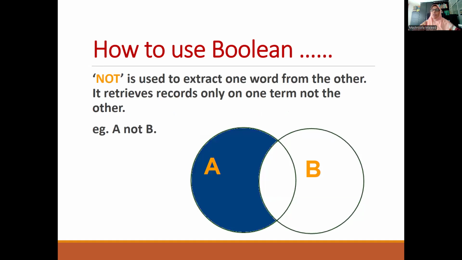If we don't want one term, we can avoid that term by using the NOT operator. The NOT operator is used to exclude one word from the other. It retrieves records with only one term, not the other. For example, we need undergraduates, but not school children. So there we can avoid them by using the NOT operator.